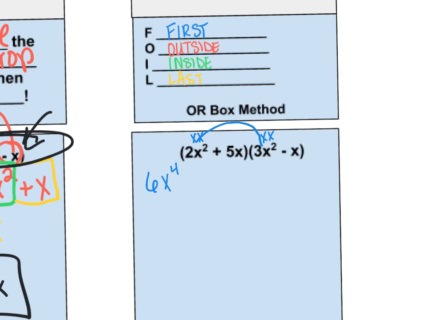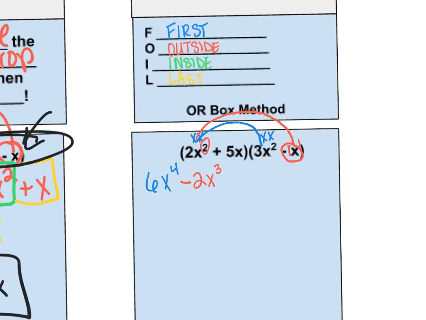Then you're going to multiply your outside terms. So you would have the 2x squared and the negative x, because those are your 2 outside terms. 2x squared times negative x. This actually has a 1 right here, so that might help us visualize it better. So we're going to multiply the 2 times the negative 1, so that's negative 2. I'm going to keep my variable of x. This means I have 2 of them. This means I have 1 of them, so I would have 3 total.